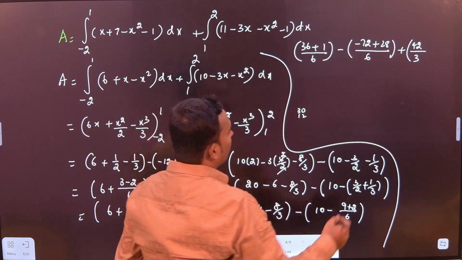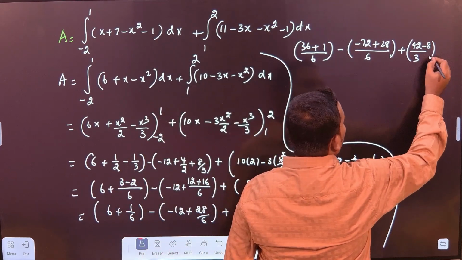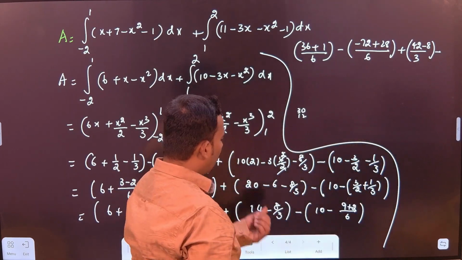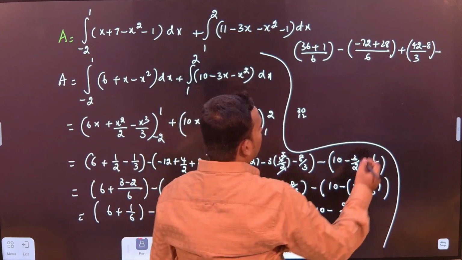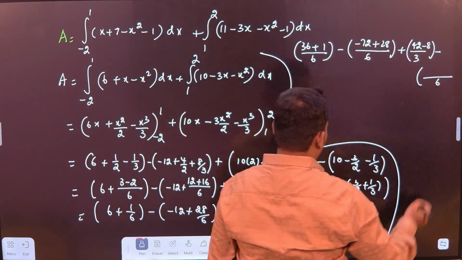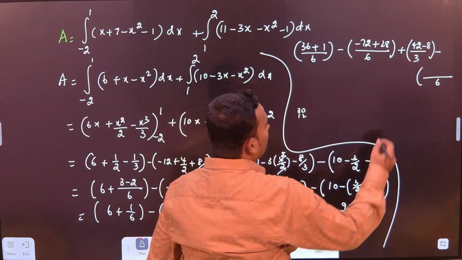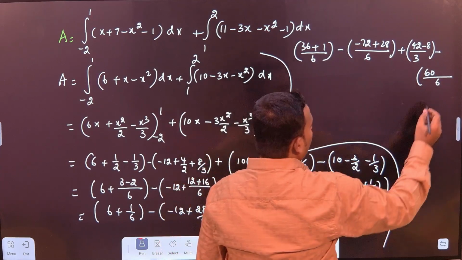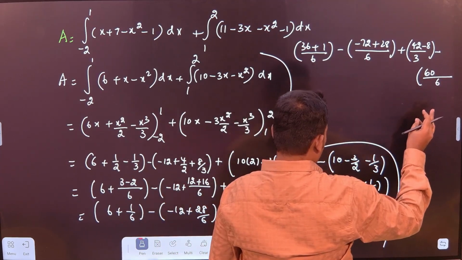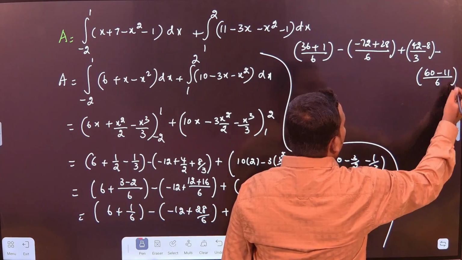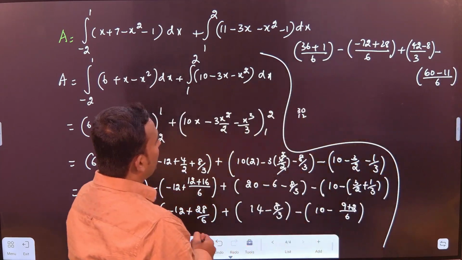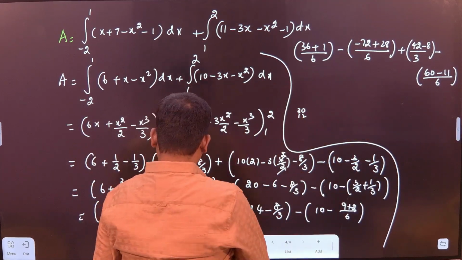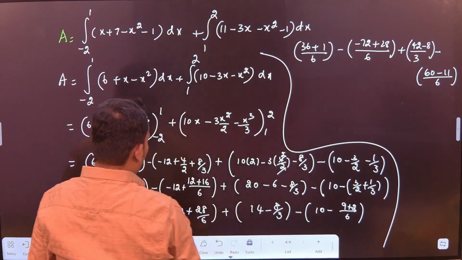42 minus 8, right? 8 minus the lower limit. You can see, you can take the LCM 6. So 60 minus 11, right? This minus 11. That's all, right? Okay, now you can simplify this. So what will we get?